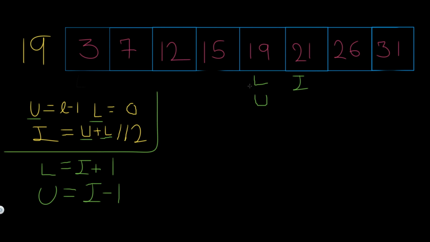So the value of U will be at 19, and L will also be at 19. So the value of I will also change, and I will also be 19. So let's erase that out. And now we again check the element at the I position, and at the I position of the list it is 19, and we got our element, which is 19. So the implementation of binary search will look like this.